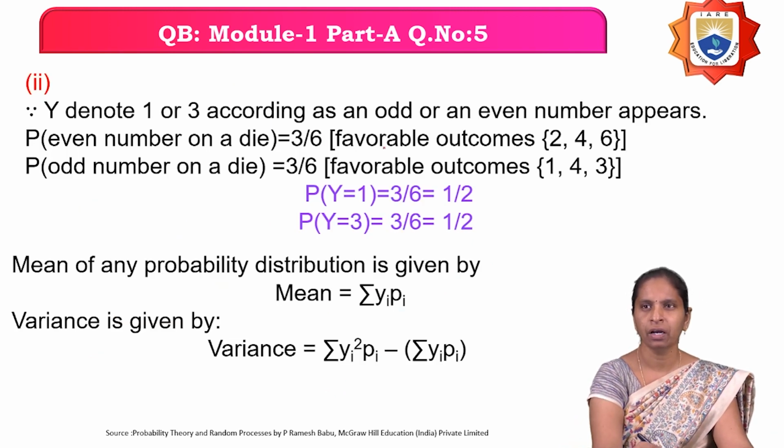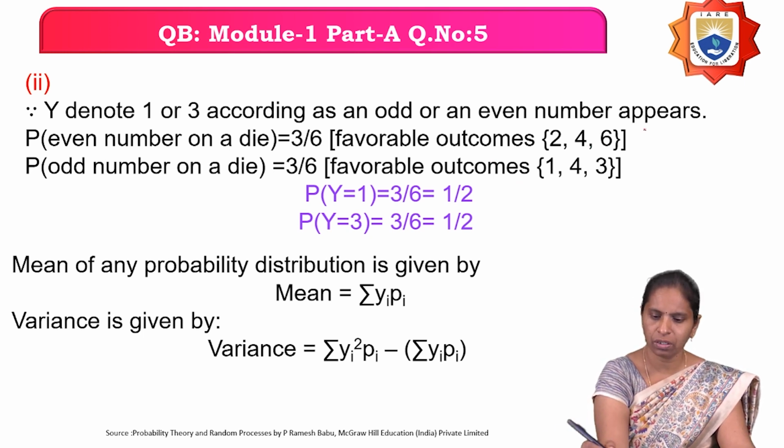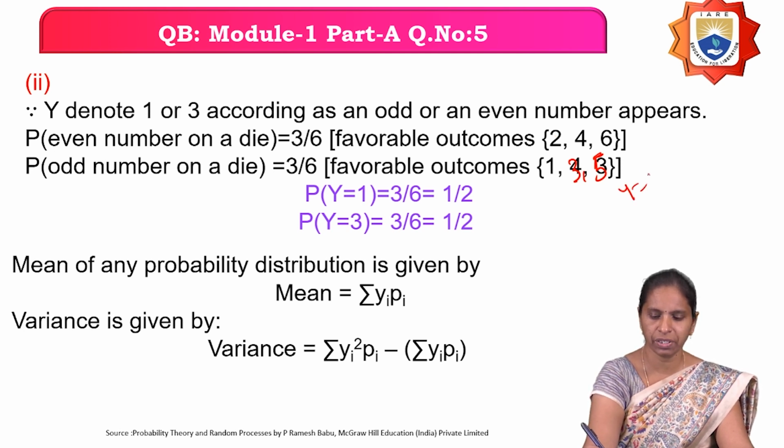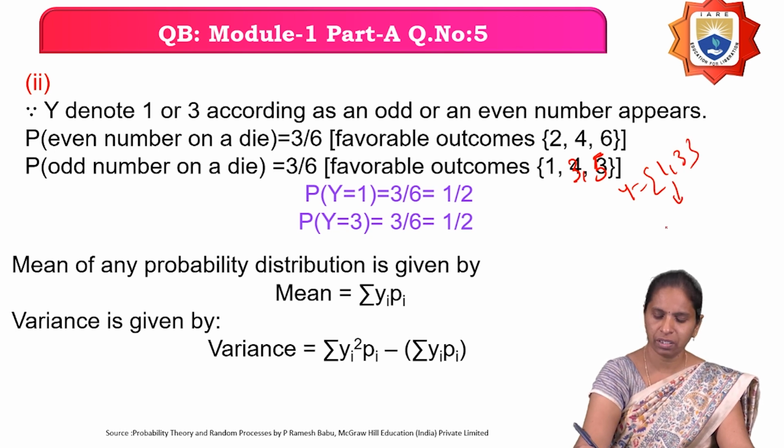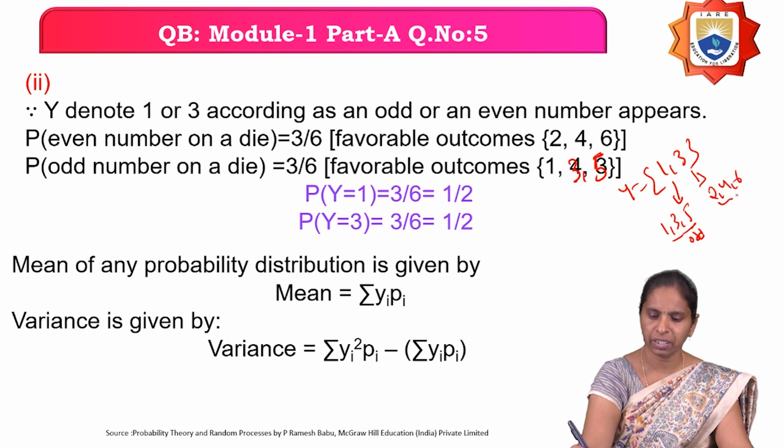What is y? If you get an odd number, 1, 3, 5, you are assigning the number 1. So y equals 1 for the sample space elements 1, 3, 5, nothing but odd numbers. And it is 3 if you get an even number on the die. If you get an even number on the die, then you assign 3.